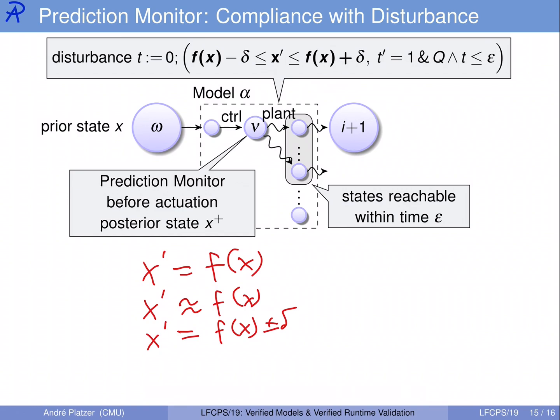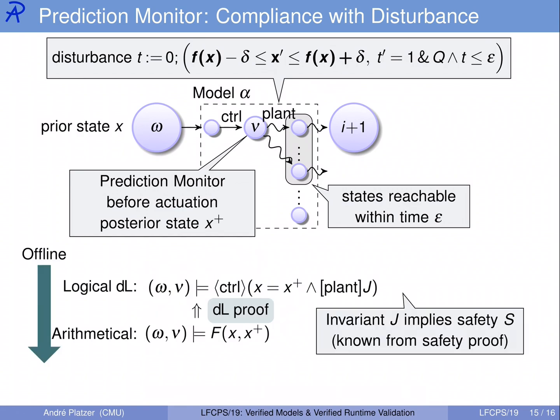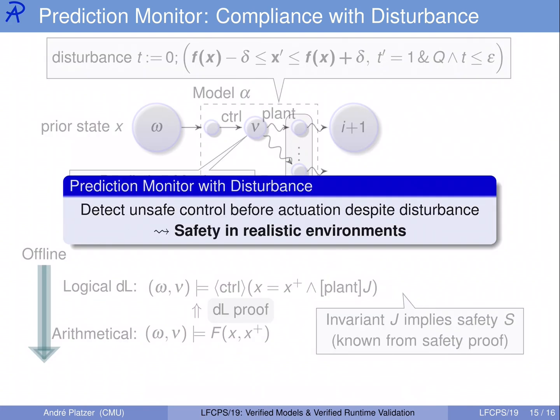And in that case, can you then again ask a question, what concrete control decision is such that all the behavior of the modified disturbed plant is safe, and do a differential logic proof for that, and then work for a similar safety theorem as before to make sure that the prediction monitors enable even tolerating disturbance and the guarantee that you detect unsafe control behavior before actuation happens, despite the disturbance that might happen in reality, which enables you to get safety guarantees in realistic environments, even if your safety verification only worked with ideal world models.